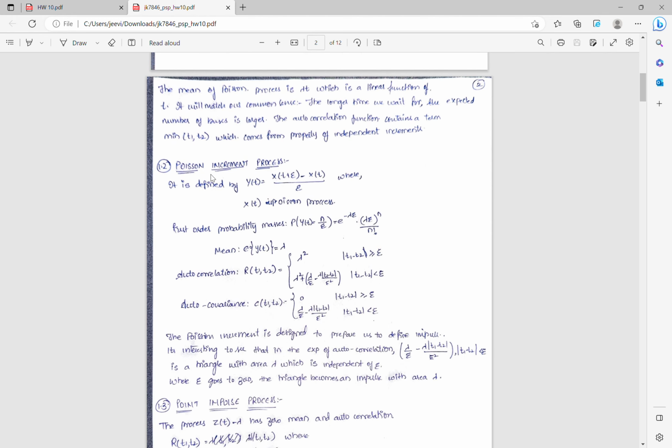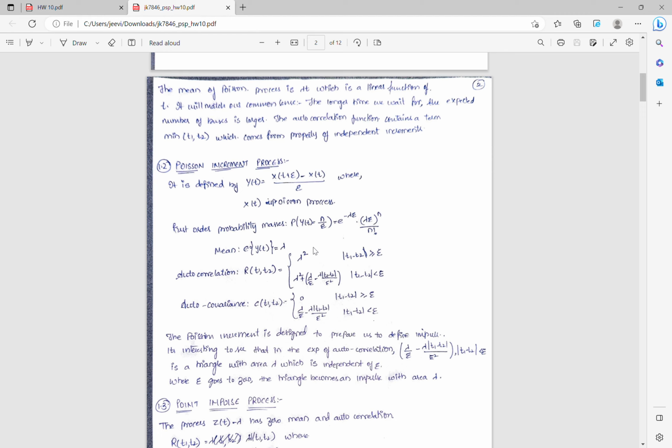In 1.2, we are asked to speak about Poisson increment processes. The Poisson increment process can be defined by y(t) = (x(t + epsilon) minus x(t)) / epsilon, where x(t) is a Poisson process. Therefore, the first order probability mass is P(y(t) = n/epsilon), which is equal to e^(-lambda epsilon) (lambda epsilon)^n / n!.